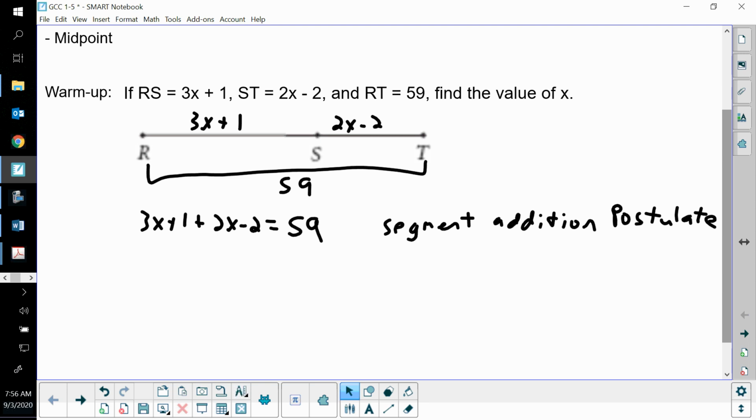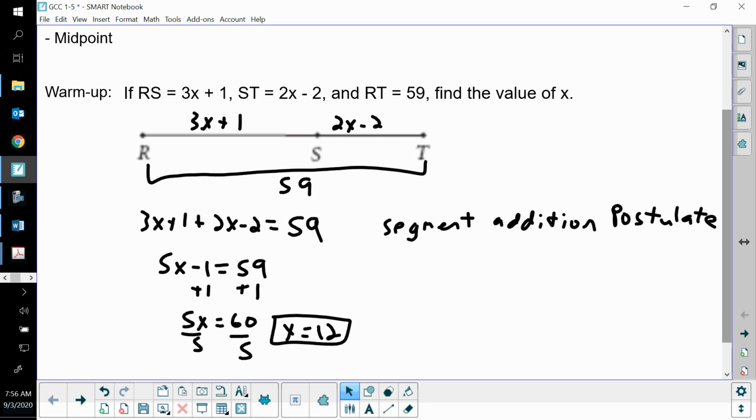So if we combine our like terms, we get 5x minus 1 equals 59. We can add the 1 over to get 5x equals 60, and divide by 5 to get x is 12. Always reread the question. They wanted to know what x is, so we are done.